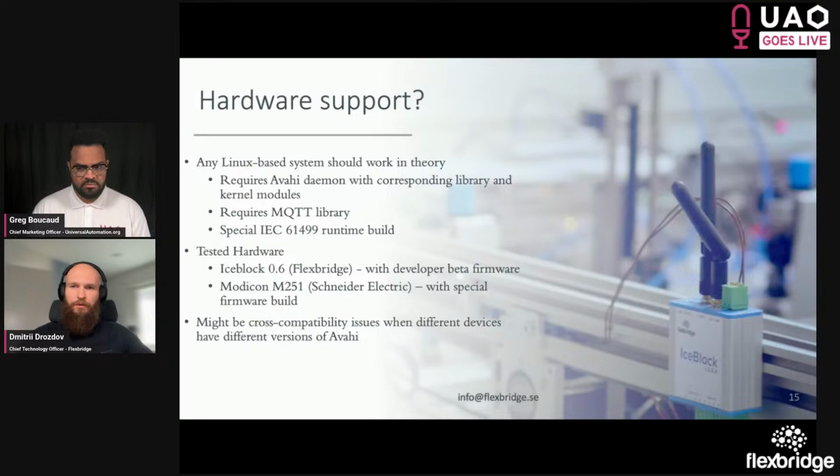The system was tested on two specific hardware devices, the ICE block from Flexbridge with developer beta firmware, and the Schneider Electric Modicon, also with a special firmware build. When using different types of devices in the same system, it's crucial to ensure they have the same version of Avahi to avoid service discovery issues. If devices are of the same type and have the same firmware, the system generally works perfectly.